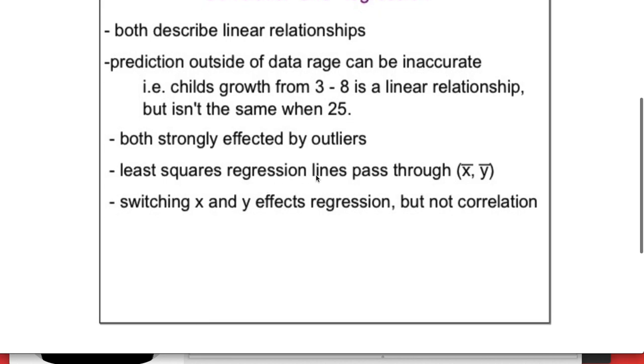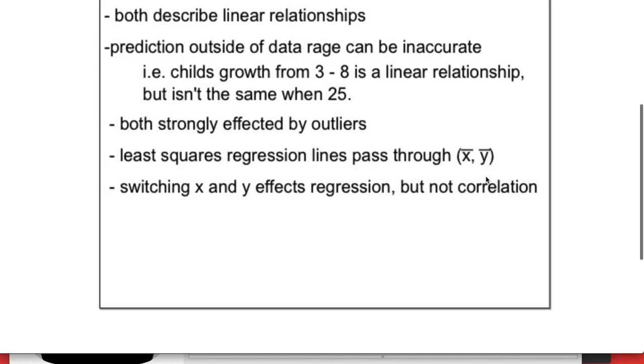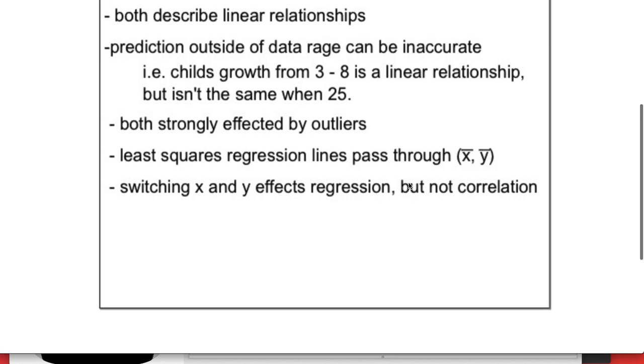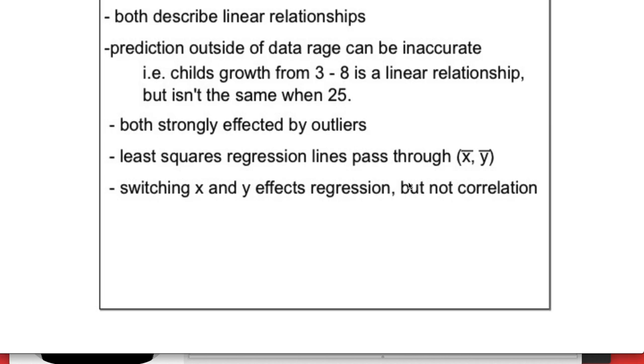The least squares regression line passes through the mean of the x value and the mean of the y value, which is more or less a fun fact. I find that's an interesting little thing that happens. And then switching x and y will affect regression, but not correlation. So it will affect your regression plot, but it will not affect your correlation between the 2 points.